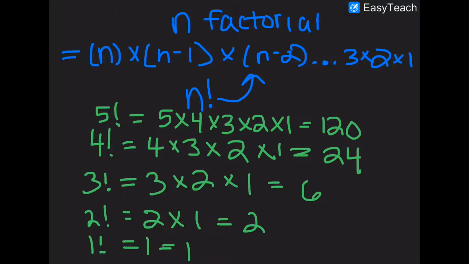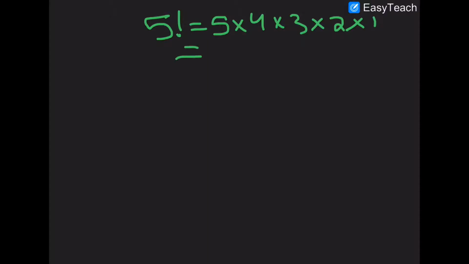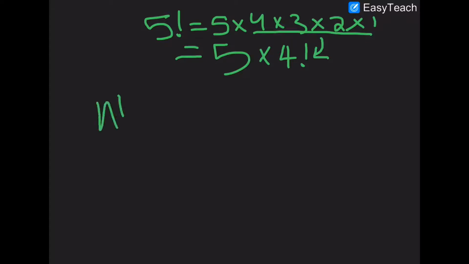A useful thing to note, and it might seem really obvious, is that 5 factorial, equal to 5 times 4 times 3 times 2 times 1, is actually just equal to 5 times 4 factorial, because you can convert the rest to 4 factorial. So if you wanted to use variables, you can just say n factorial is n times n minus 1 factorial. And this is used a lot, and this is also going to be used in combinations.